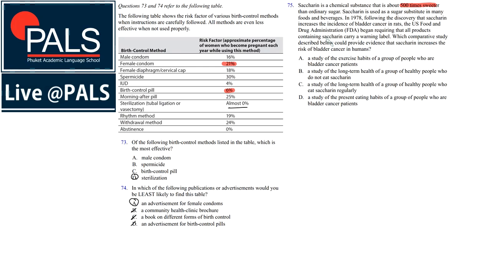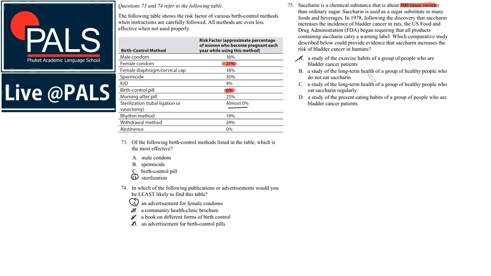Which comparative study described below would provide evidence that saccharin increases the risk of bladder cancer in humans? So what kind of study would we have to do to test whether it increases the risk of bladder cancer in humans? A study of the exercise habits of a group of people who are bladder cancer patients. That's not at all related to saccharin.